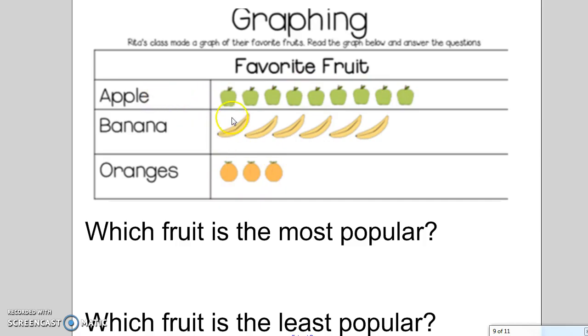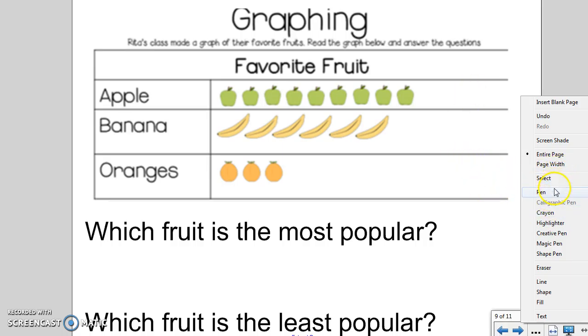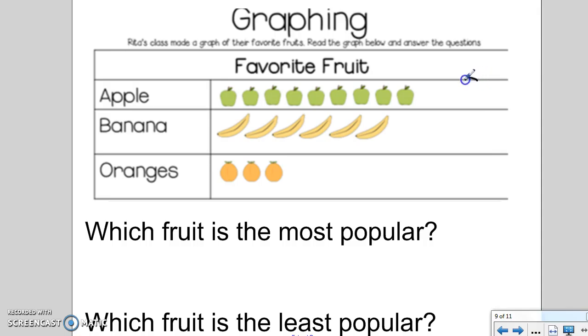So look at your graph and figure out which fruit has the most. I'm going to count them. Apples, there's 1, 2, 3, 4, 5, 6, 7, 8, 9. So there is 9 apples. I'm going to put a 9 here to help me remember that there's 9 there. Bananas, 1, 2, 3, 4, 5, 6. So there's 6 bananas. And oranges, 1, 2, 3. And there's 3 oranges.